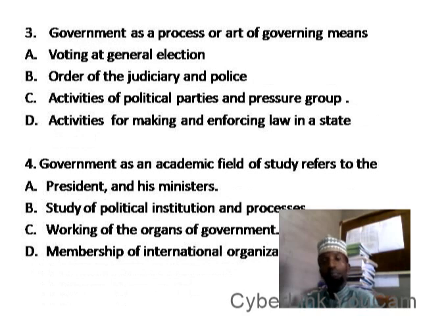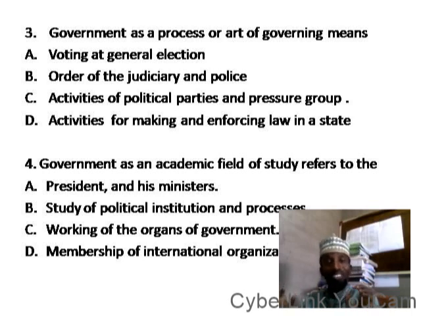Another question, number 3, under the same topic, says government as a process or art of governing means: A. Voting at general election. B. Order of judiciary and police. C. Activities of political parties and prayer group. D. Activities for making and enforcing law in a state.